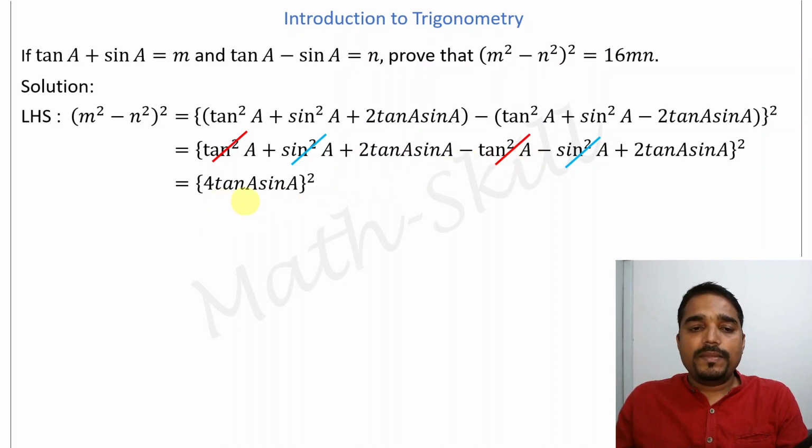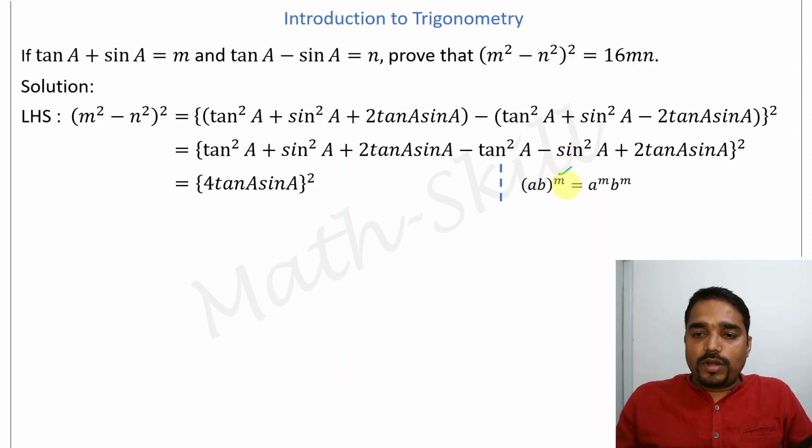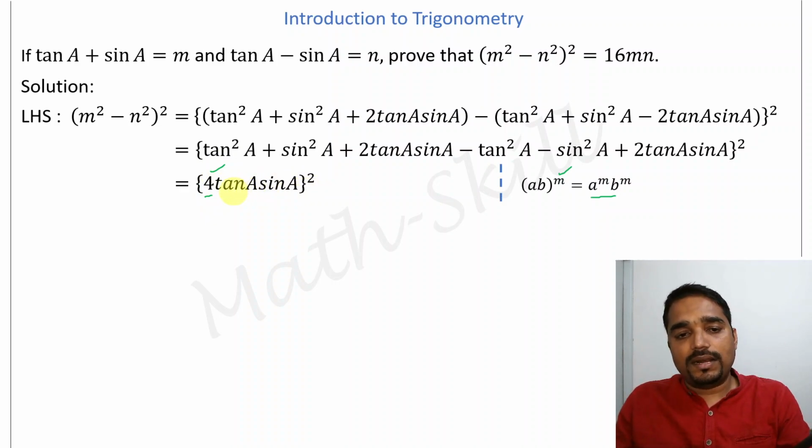So this looks like the theory of indices formula, A into B whole power m. That is, within a bracket, if there are a number of terms getting multiplied and all the terms have a common exponent, then the exponent is to be distributed to the individual terms. That is here, 4 would be having an exponent of 2 in the next step. Similarly, tan A would have an exponent 2 and also sine A.